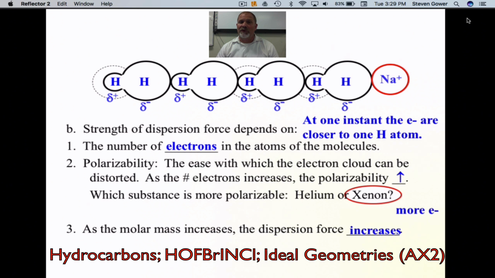A second example are homonuclear diatomics: H2, O2, F2, Br2, iodine I2, N2, Cl2. All those diatomics are nonpolar. They are held together by dispersion only. The last example of nonpolar, we're going back to our chemical bonding unit, are ideal geometries. AX2, AX3, AX4 tetrahedron, AX5 trigonal bipyramid, AX6 octahedron. As long as the X's are the same, ideal geometries are nonpolar, therefore held together by dispersion only.